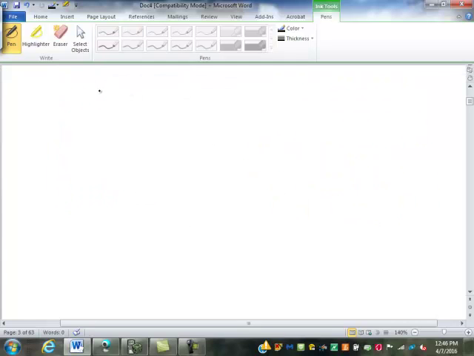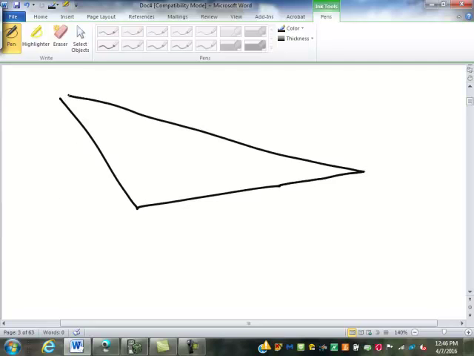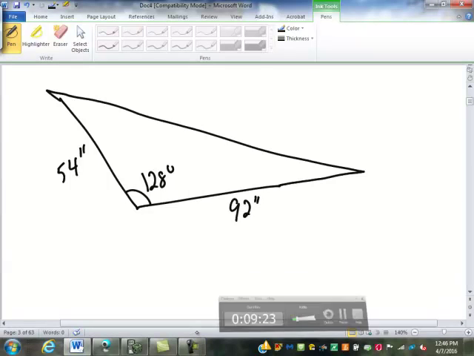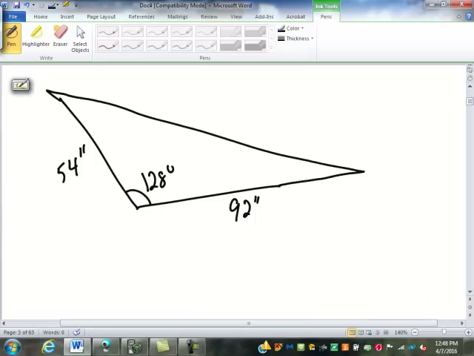So for your notes, see, that's 128 degrees. That's 54 inches, and this is 92 inches. Find its area in your notes quick. How do I do it?